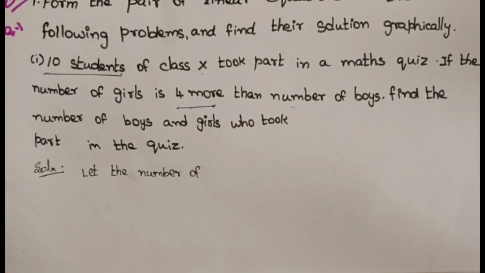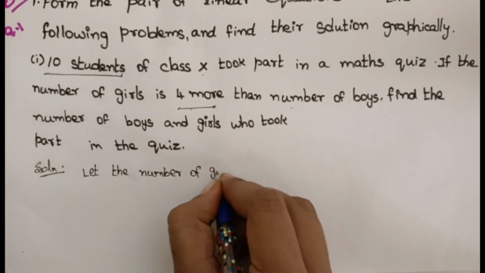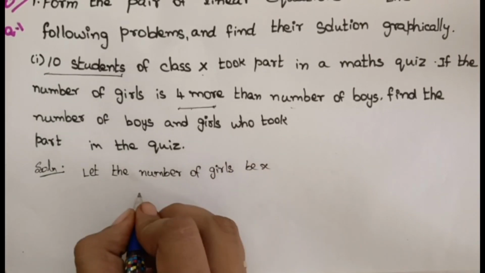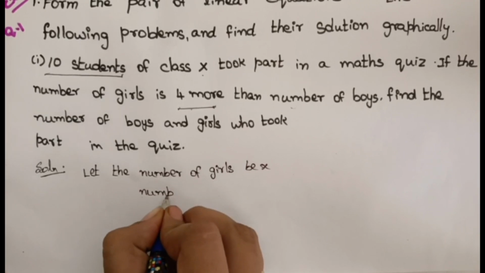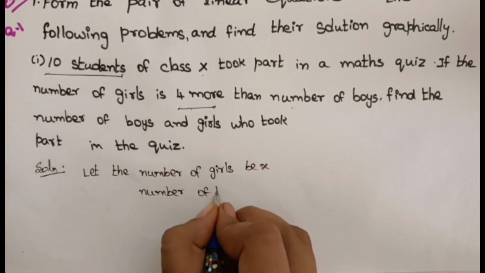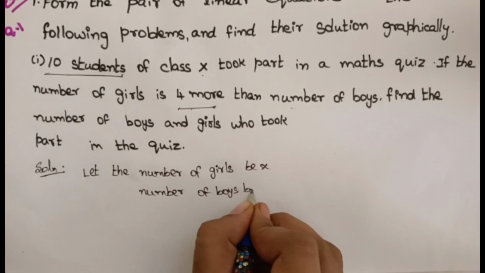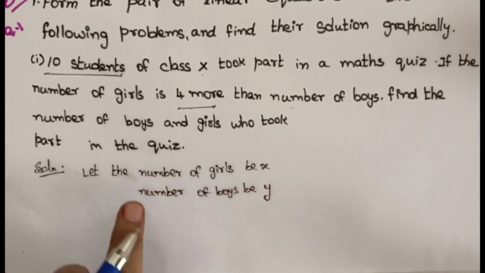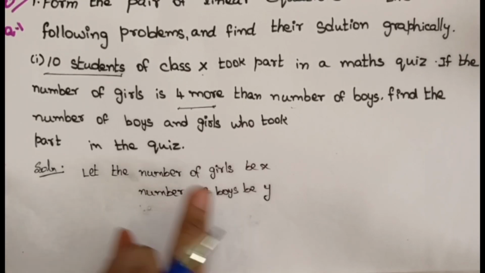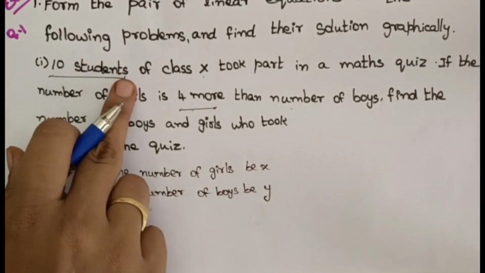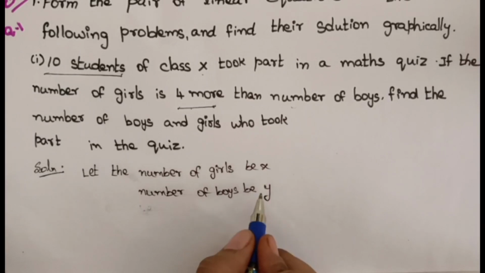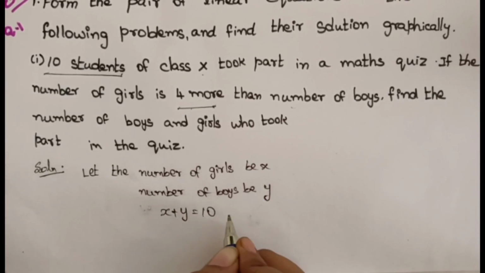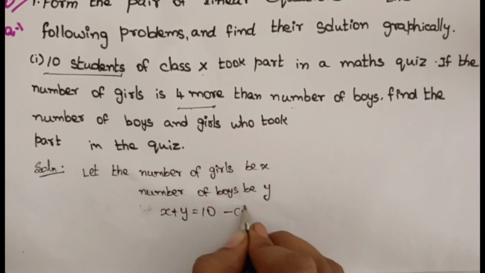Step 4. Break it down. Let the number of girls be x. Let the number of boys be y. We take the number of girls be x and number of boys be y. And total number of students is 10. So, number of boys plus number of girls, x plus y equal to 10. This is the first equation.